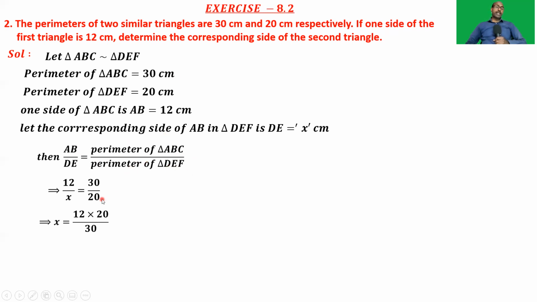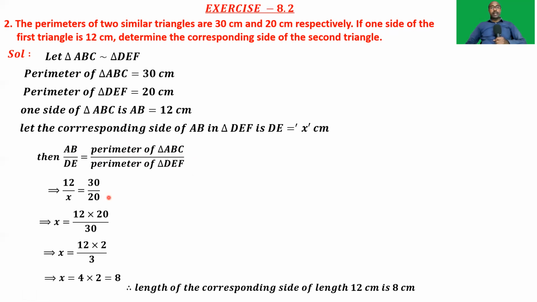From this we can get X = 12 × 20/30. So X is equal to 8 centimeters. So the length of the corresponding side of length 12 centimeters is 8 centimeters. So take the next one.